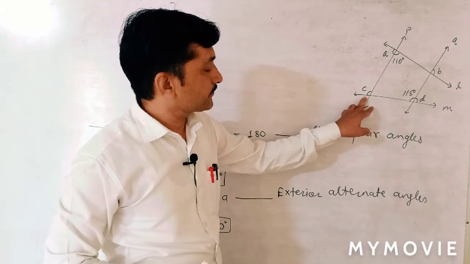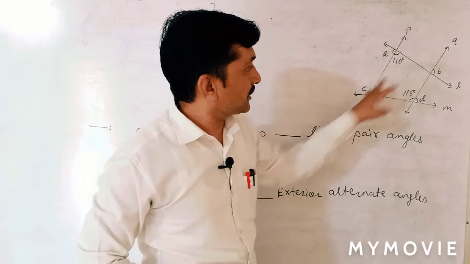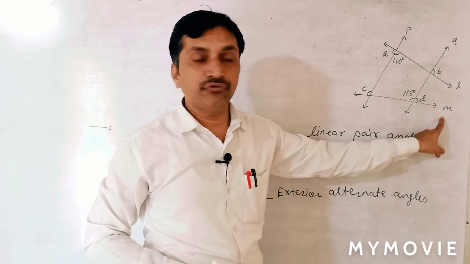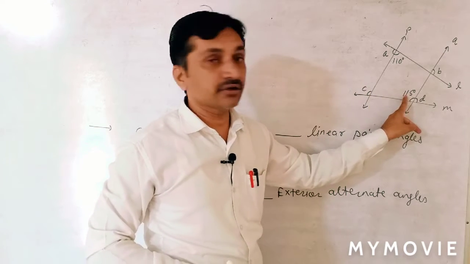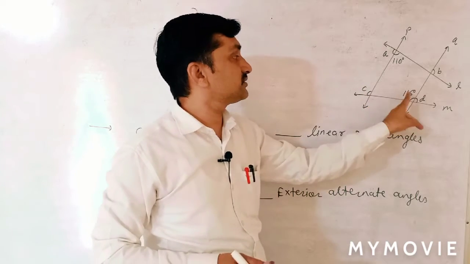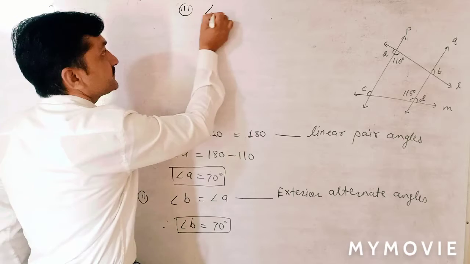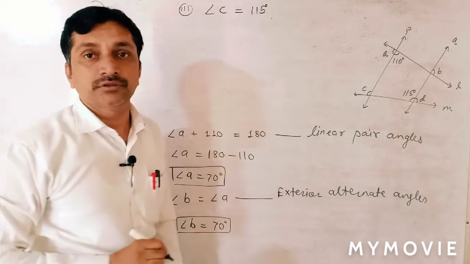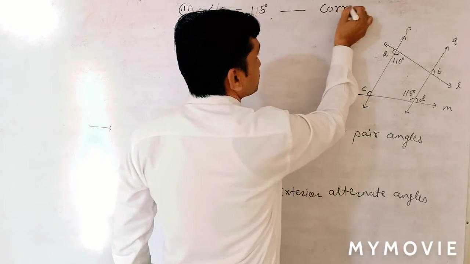Now we want C. Again, the relation here: P and Q are parallel. Now take M as a transversal. If you take M as transversal, C and 115 are corresponding angles, and corresponding angles are equal. C is equal to 115. Third, angle C is equal to 115. We get a direct answer here, but the reason we have to write is corresponding angles.